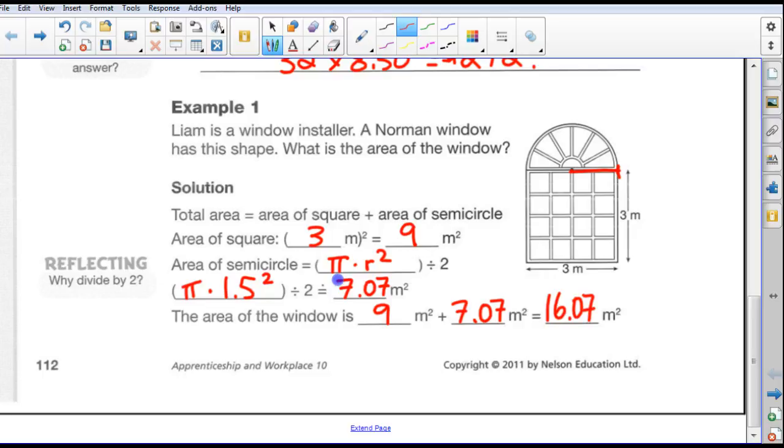Okay, so you can go ahead and do example number 2. It's just finding the area of different shapes and adding or subtracting them together. Okay, and you should have no problem doing it. Okay, go ahead and do the practice.